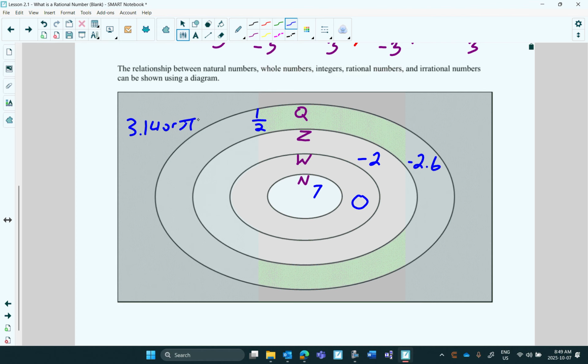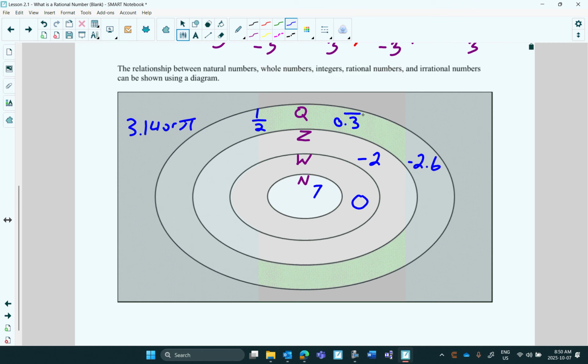0.3 repeating. Well, eliminate the ones you know it can't be in. Not the first one, not N. Not this. All right, yeah. And then I got one more for you. 7. We want to put it in the one that's most inside. It is a whole number, but it's even more specifically a natural.